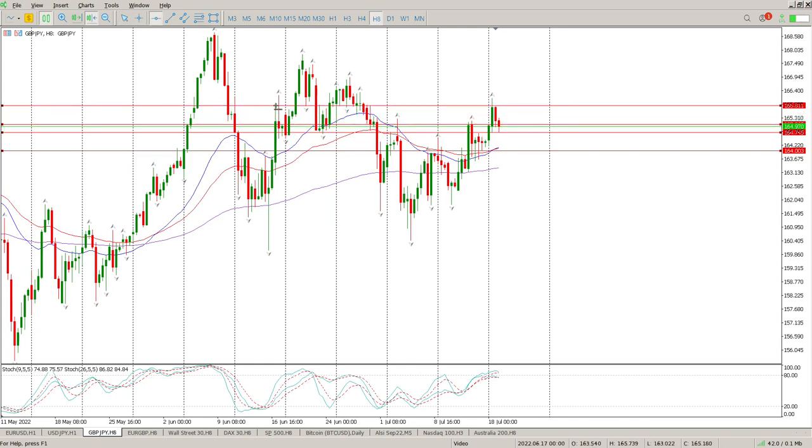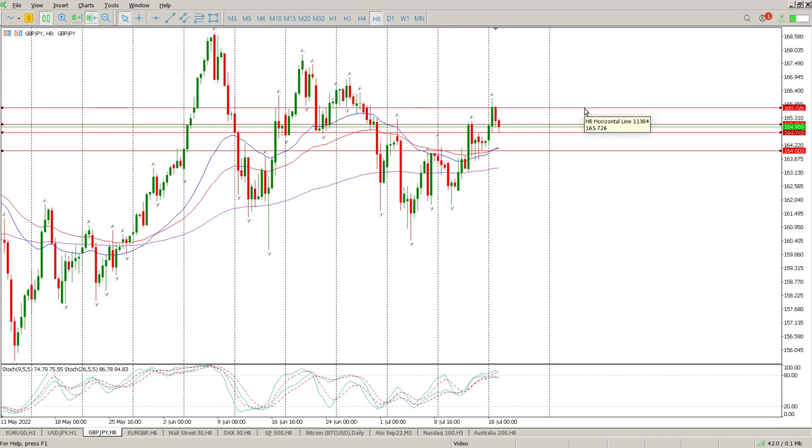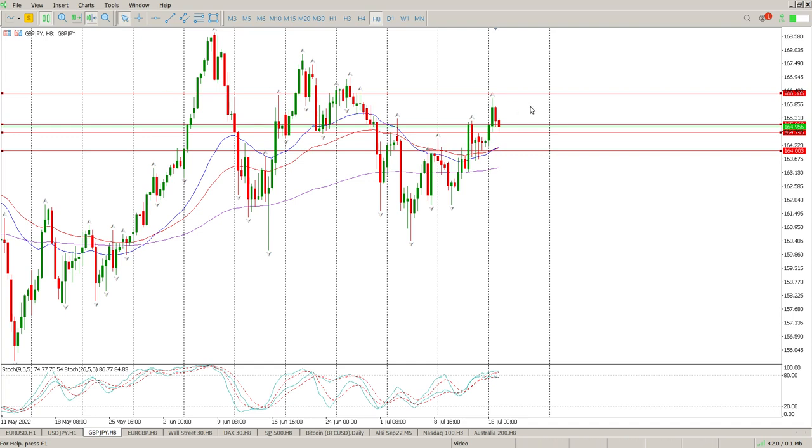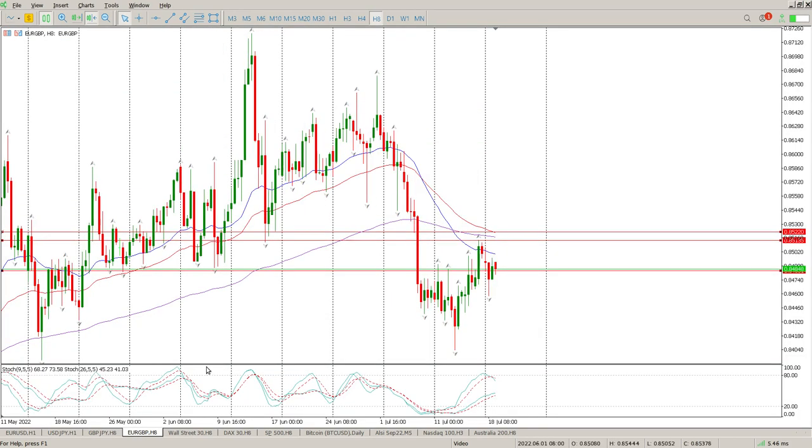I would assume that we would be looking to target this area here, which is 165.726. If we get above that, then the only next area I can see is going to be around 166.300. So that's kind of the view. It's really messy on the 8 hour. So again, this is a 15-minute chart, get in, get out, and then stay away from it.